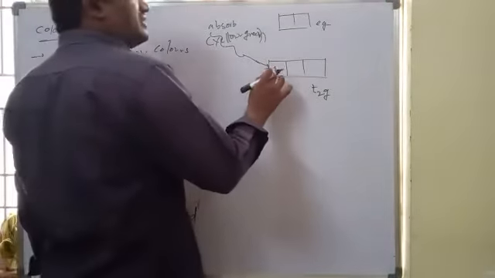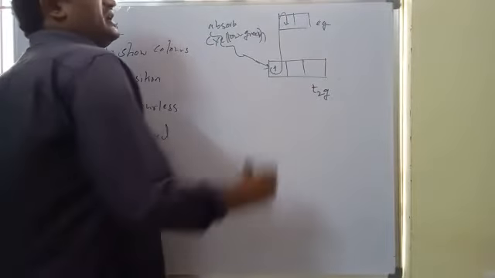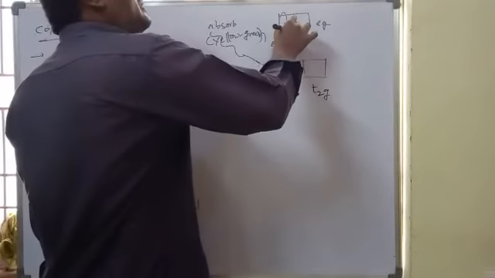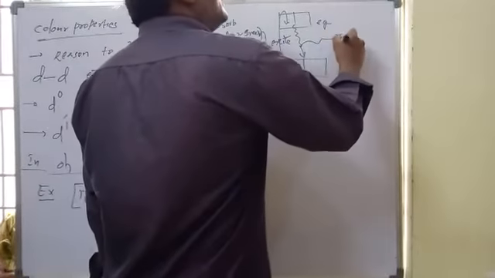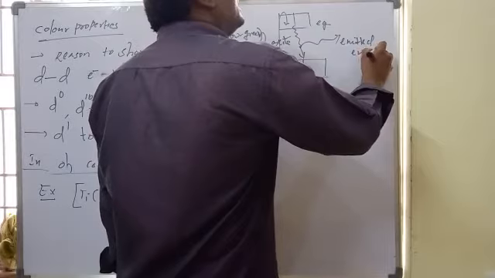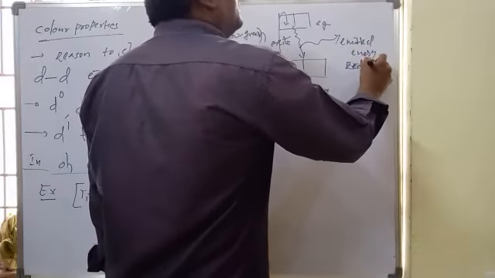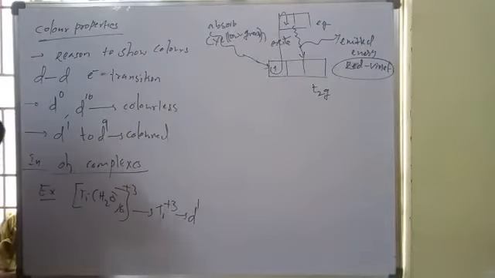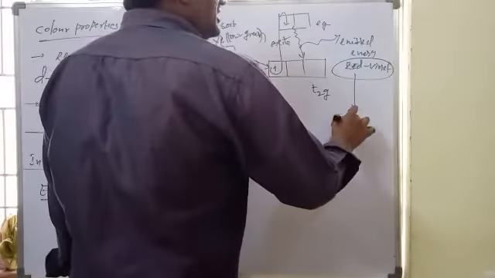And this electron goes to the upper excited state. When the electron comes back to the lower level, it emits energy. The emitted energy is equal to the red-violet region, so it appears as a color. So the color of titanium plus 3 is this color that appears.